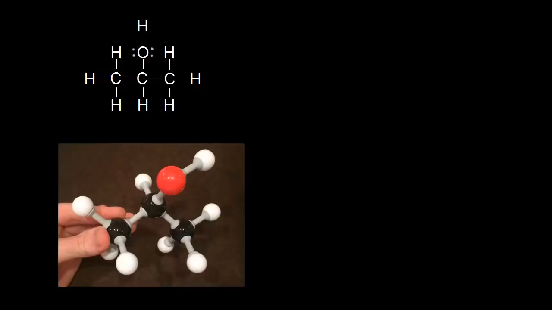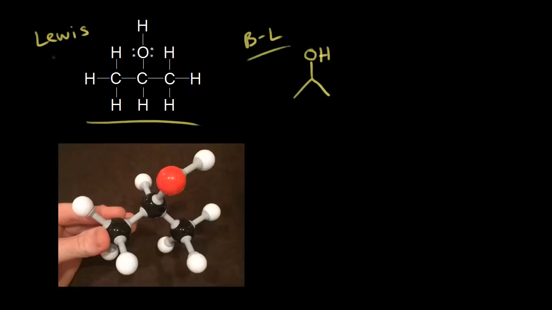In the video on bond line structures, we started with this Lewis dot structure on the left, and I showed you how to turn this Lewis dot structure into a bond line structure. So here's the bond line structure that we drew in that video. Bond line structures contain the same information as a Lewis dot structure, but it's obviously much easier, much faster to draw the bond line structure on the right than the full Lewis dot structure on the left.